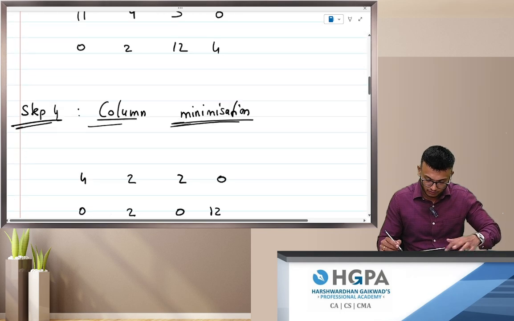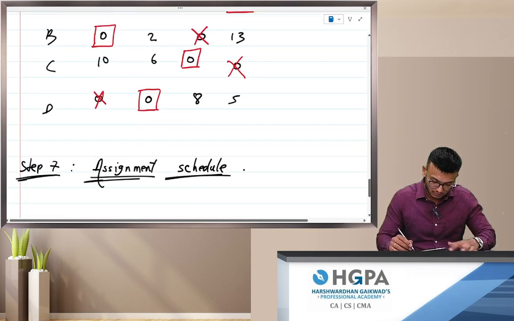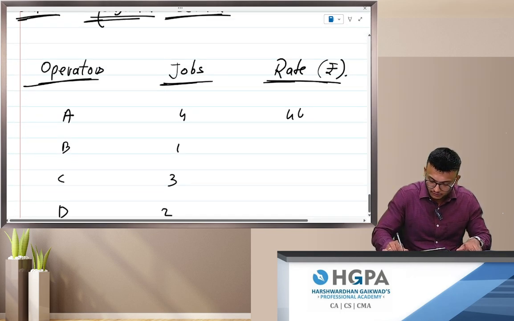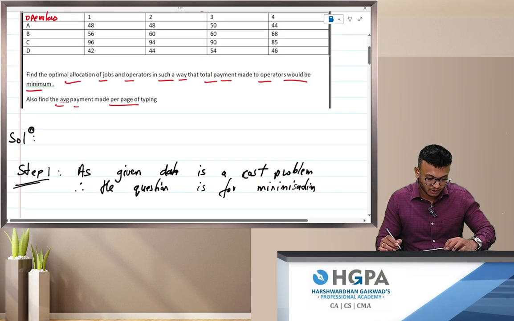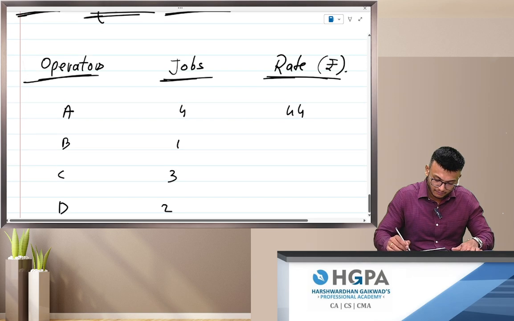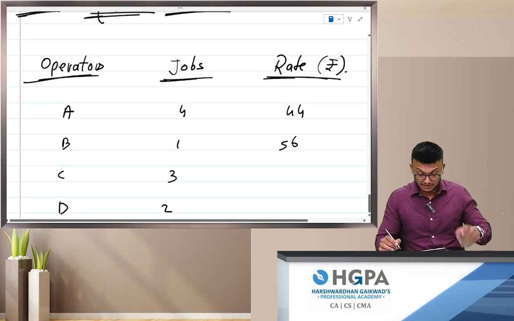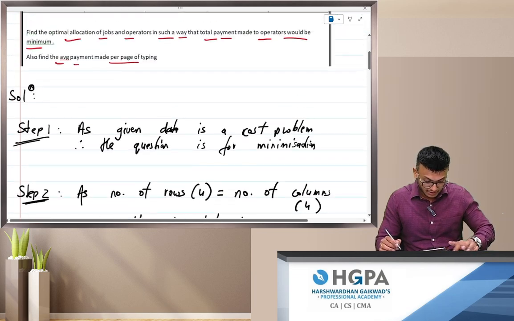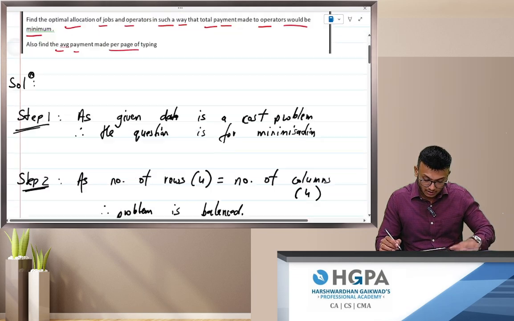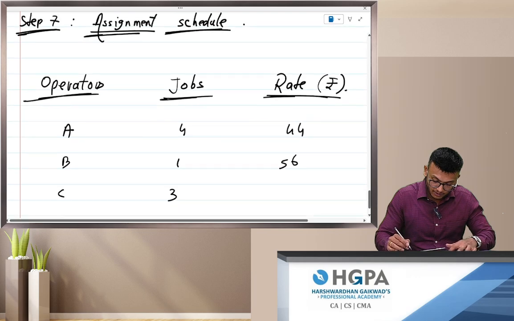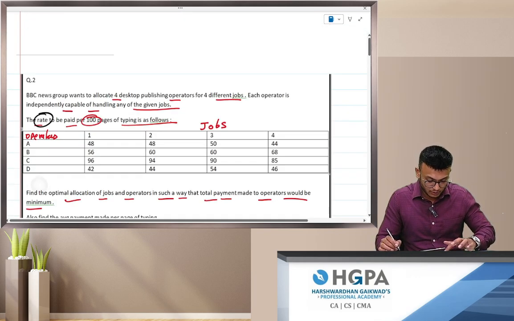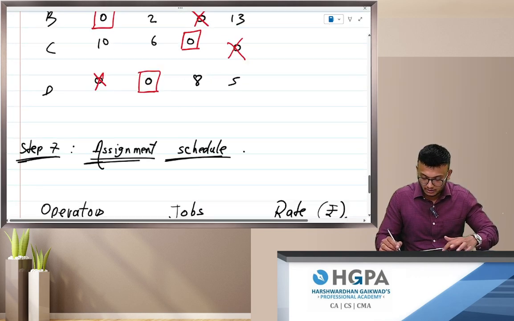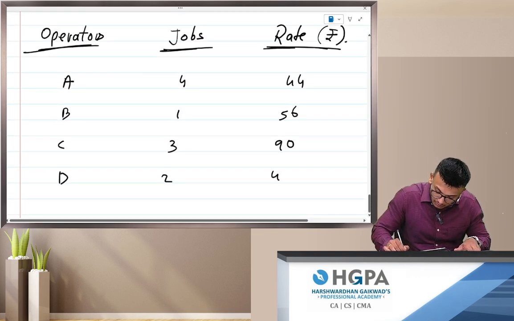A4 is 44. B1, what is B1? B1 is 56. Next you have C3. C3 is how much? 90. And D2. D2 is how much? 44.